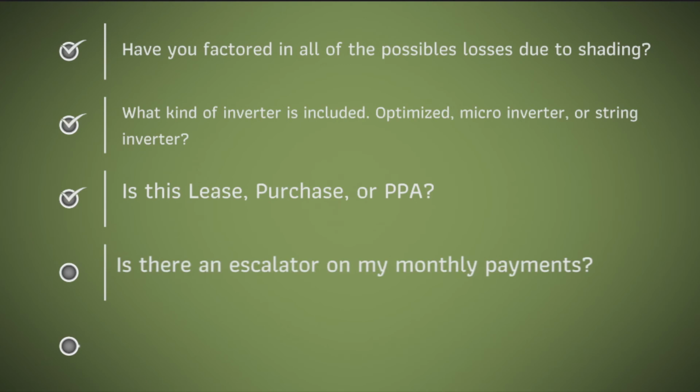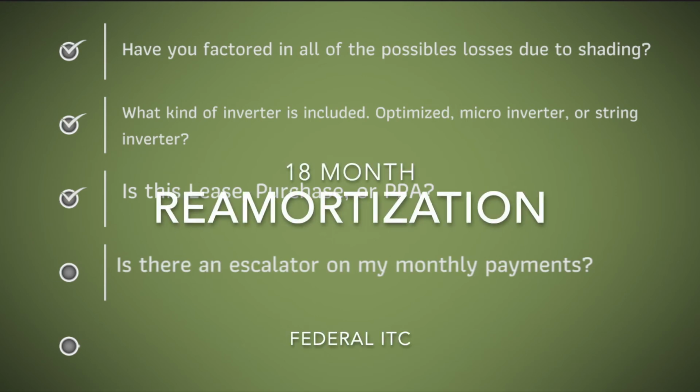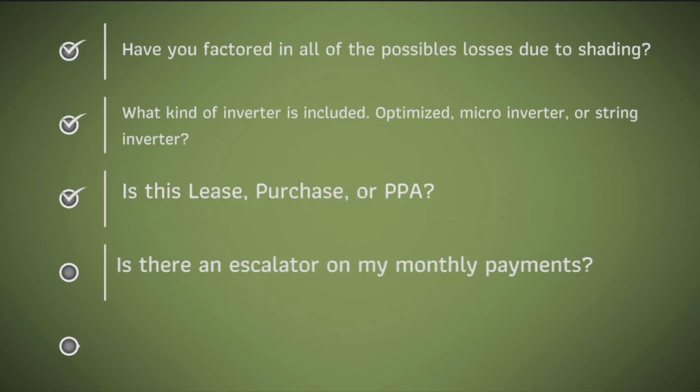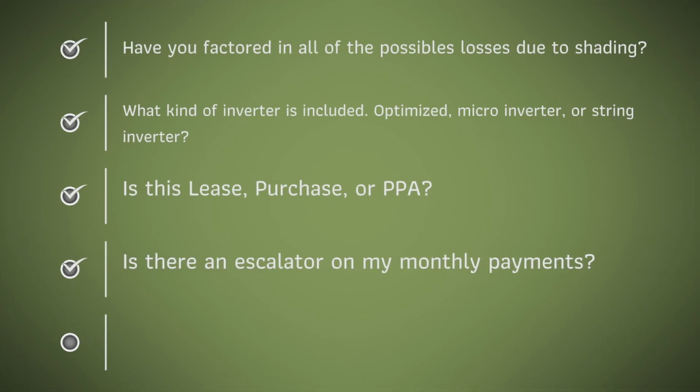Now, most solar finance programs also have an increase after 18 months. There's an 18-month reamortization period. This is an 18-month period where the finance company will allow you to have lower payments while you qualify for the ITC and use that as a down payment. You can use as much or as little of that as you would like as a down payment, but it will affect the remainder of your payments from 19 to the end of your loan. Which leads us to our final question.